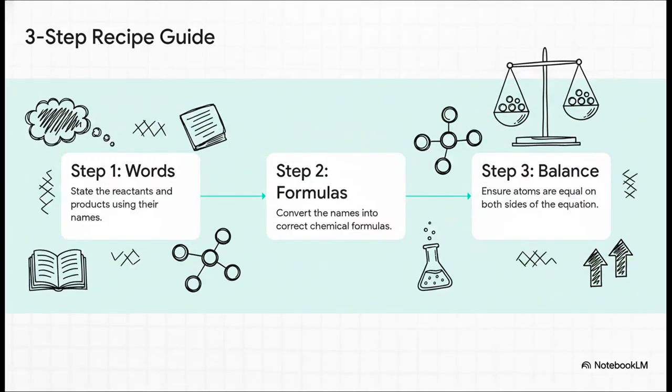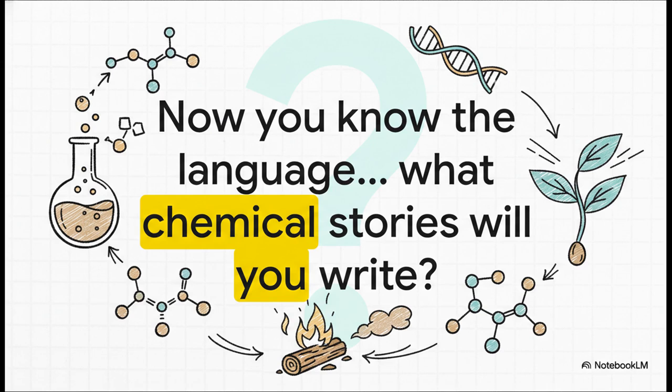And there you have it. That's our 3-step guide to writing the perfect chemical recipe. You start with a simple idea, the word equation. Then you translate it into the language of chemistry with a skeleton equation. And finally, you make sure it follows the rules by balancing it, from a simple description to a scientifically perfect statement. When you get right down to it, that's what this is all about.